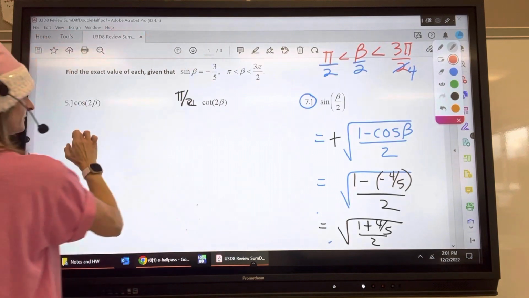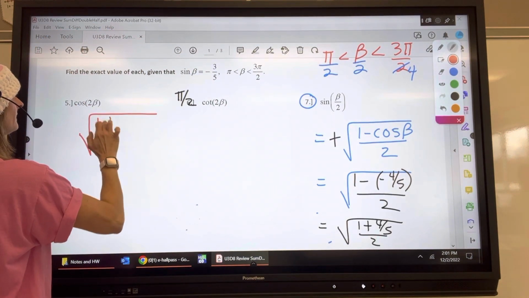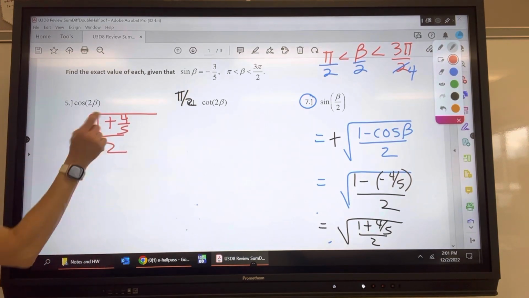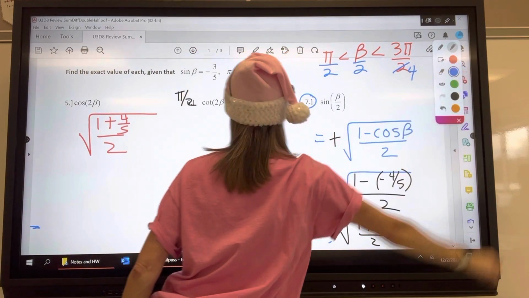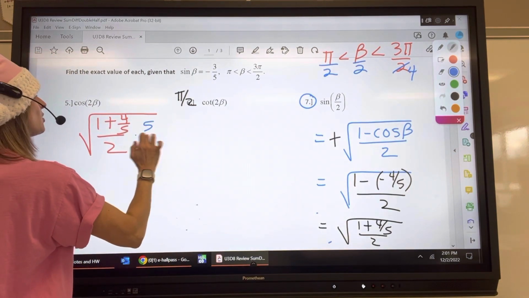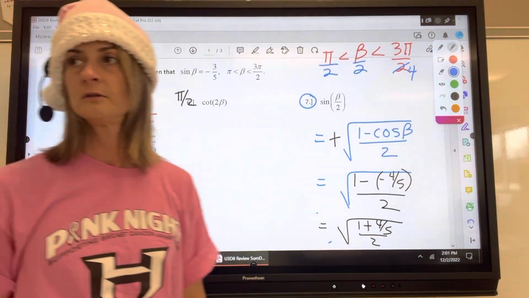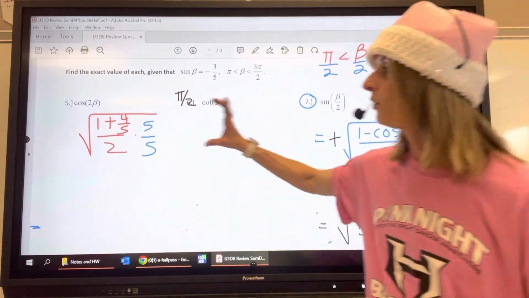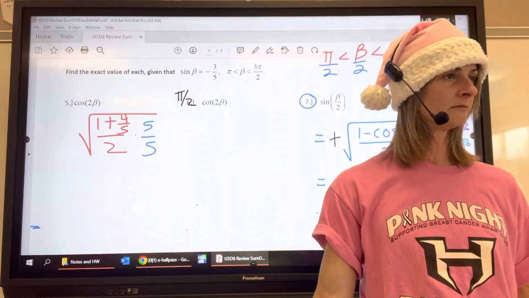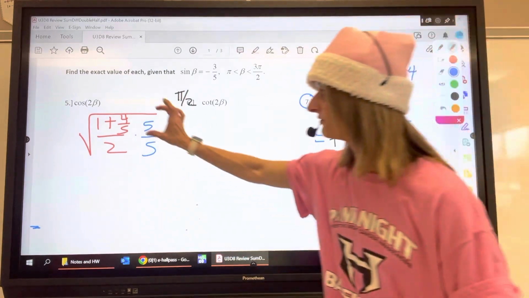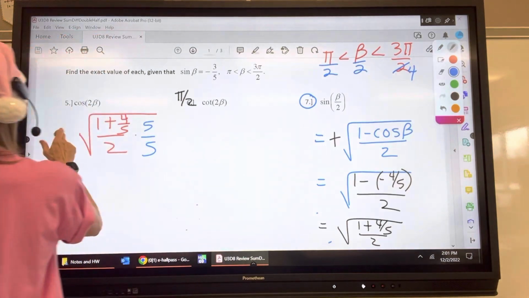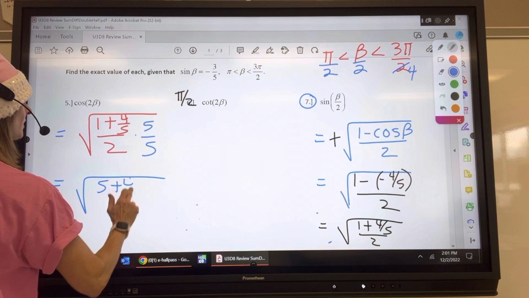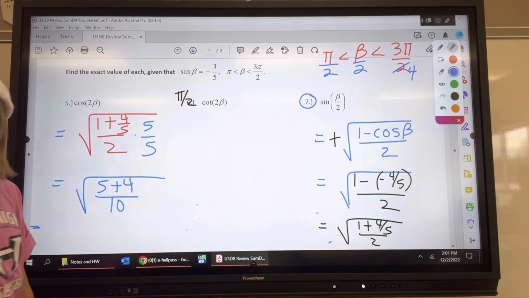All right, I'm going to rewrite this over here. 1 plus 4/5 over 2. I am going to go ahead and multiply the numerator and the denominator of this fraction by 5 over 5, special one, because I'm not changing the value of the expression if I do that, because I'm multiplying by 1. 5 over 5 is 1, so I'm not changing the value. That way, though, gets rid of this fraction, and this becomes 5 plus 4 over 10.